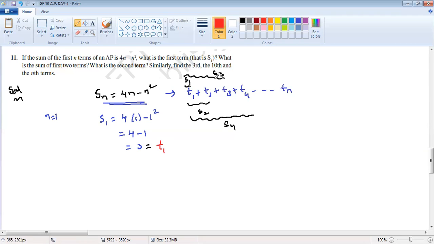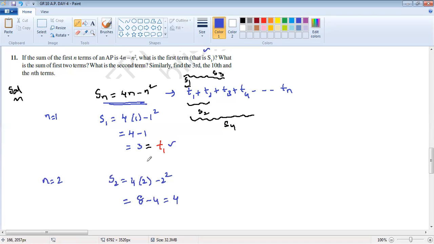Now similarly, please write n is equal to 2. So when you write n is equal to 2, it becomes S2. S2 is equal to 4 into 2 minus 2 square. Now 4 eights are 8 minus 4, which is nothing but 4. See now the question. If the sum of first n terms is 4n minus n square, what is the first term? That is S1. So S1 is T1.